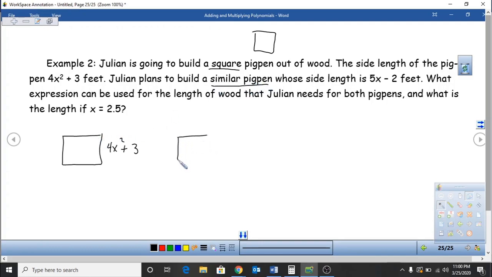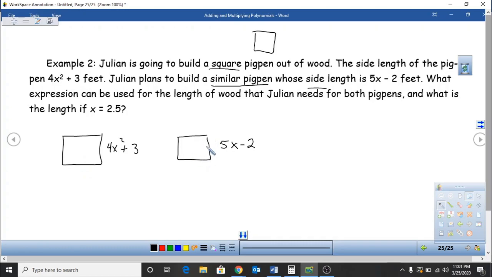Now he's going to build a similar pig pen, which means that if this one was a square, then the other one must also be a square, and the length of one of these sides, because it only gives you one side, is 5x minus 2. What a lot of students are going to do is take this and label all the sides, because if all the sides are equal on a square, then if this is the length of one side, the other lengths also need to be the same, all right?